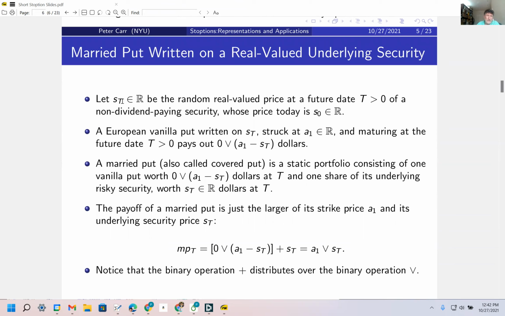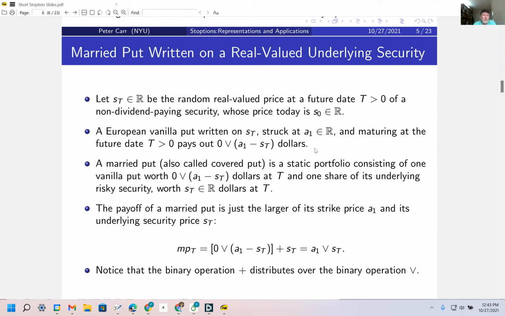And so little s with a subscript capital T is a random real valued price at a future date of some security. Notice I didn't say asset, I said security, so it can go negative in value. And it'll be non-dividend paying for simplicity. And the price today is some real value S0. And I'll just remind you that a vanilla put written on this real valued underlying, which could be a crude oil futures price, for example, has some strike, which in general is real, maturing at some future date, has a payoff of 0, maxed with the strike A1 less the price of the underlying little s.